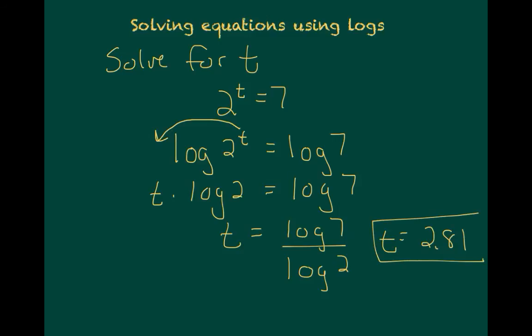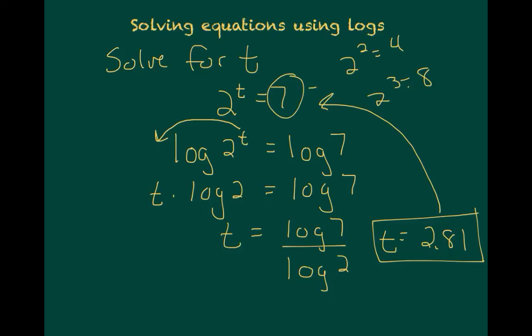That should make sense, because if I go back to my original problem, I know that 2 squared equals 4, and 2 cubed equals 8, and since I want 7, my answer should be a number somewhere between 2 and 3, and since 7 is closer to 8 than it is to 4, I'd expect my answer to be closer to 3 than it is to 2, which it is.